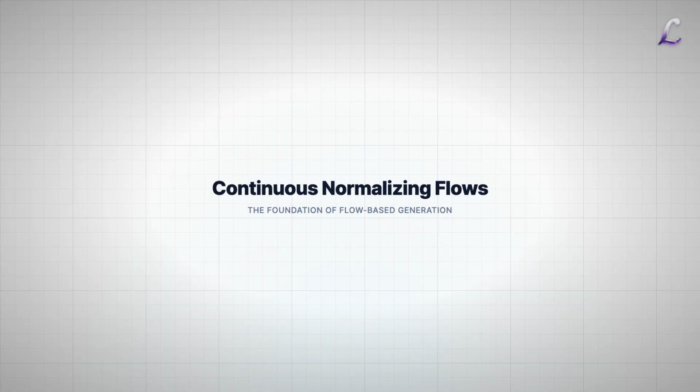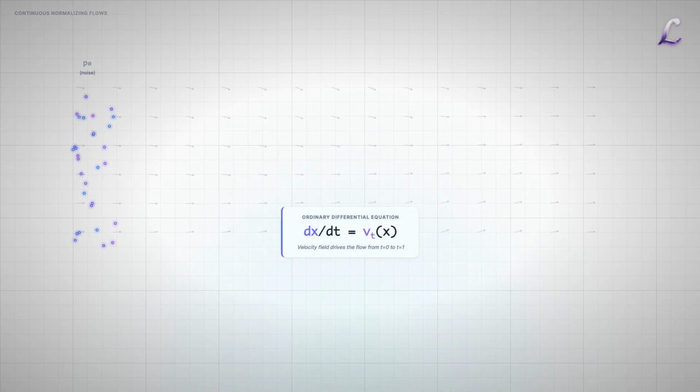To understand flow matching, we have to revisit continuous normalizing flows, or CNFs. A CNF defines a velocity field, v sub t of x. Think of this as a fluid flow that changes over time. We define an ordinary differential equation, dx over dt equals v sub t. If we start with noise, x0, and integrate this ODE over time from 0 to 1, we get a transformed sample, x1. Ideally, x1 looks like our data.